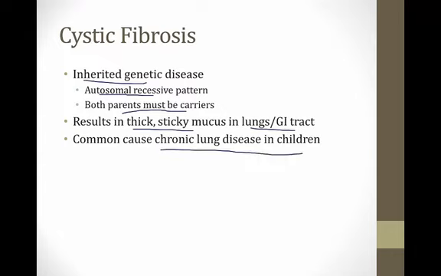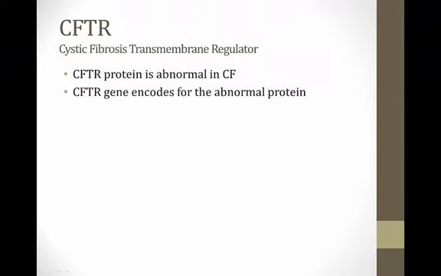You should know that it's a very common cause of chronic lung disease in children. Chronic lung disease in children is rare. It's much more common in adults who are smokers, but children who have chronic lung conditions often have cystic fibrosis. The protein that is abnormal in cystic fibrosis is called the cystic fibrosis transmembrane regulator, or the CFTR. So the CFTR protein is what's abnormal in the disease, and the CFTR gene encodes for that abnormal protein.